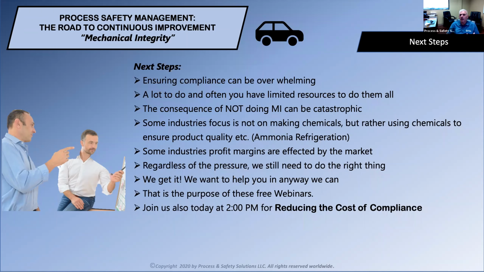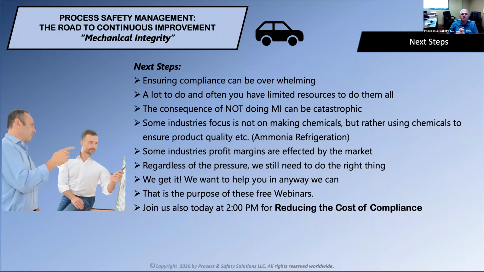Some industries focus on not making chemicals, but rather using chemicals to ensure product quality, et cetera, like ammonia refrigeration. Ammonia refrigeration is just a utility in most facilities, a utility to make sure that products are kept cold, products stay frozen, et cetera. So in those particular industries, it becomes a little bit more difficult. If we're making chemicals for a business, then we want to make sure that the profits and everything else are where we need them. We often don't think of the utilities piece of it till we don't have that utility.